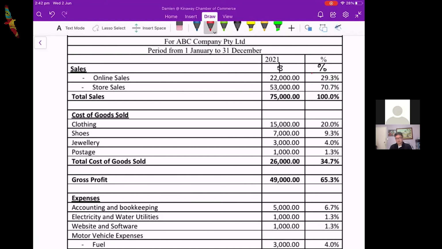What's next? Cost of goods sold. Our cost of goods sold were 20% for clothing, 9.3% for shoes, 4% for jewelry, 1.3% for postage. And this gives us a 34.7% total cost of goods sold. That 34.7% for total cost of goods sold is derived from the 26,000 divided by 75,000. Okay, these at the moment probably aren't making any sense, but let's continue. They'll start to make more sense as we progress.